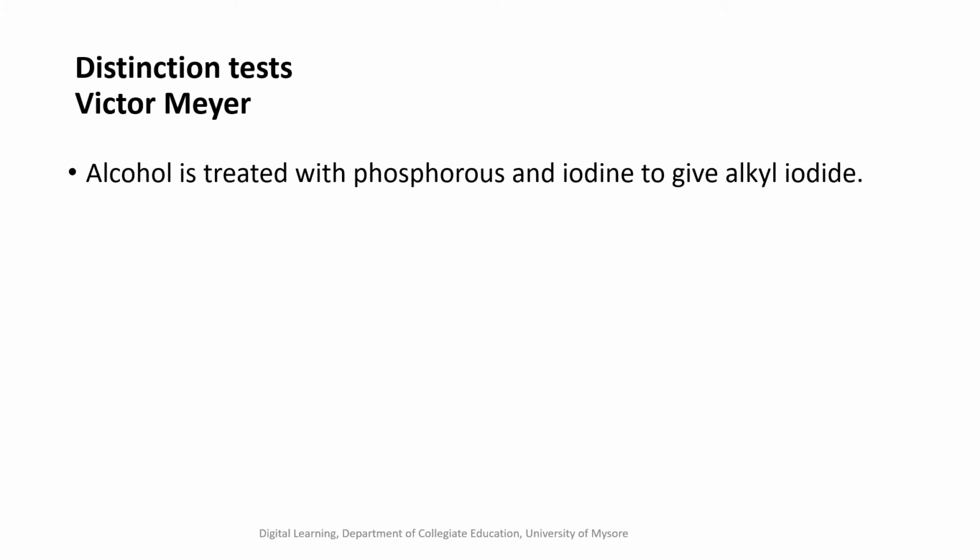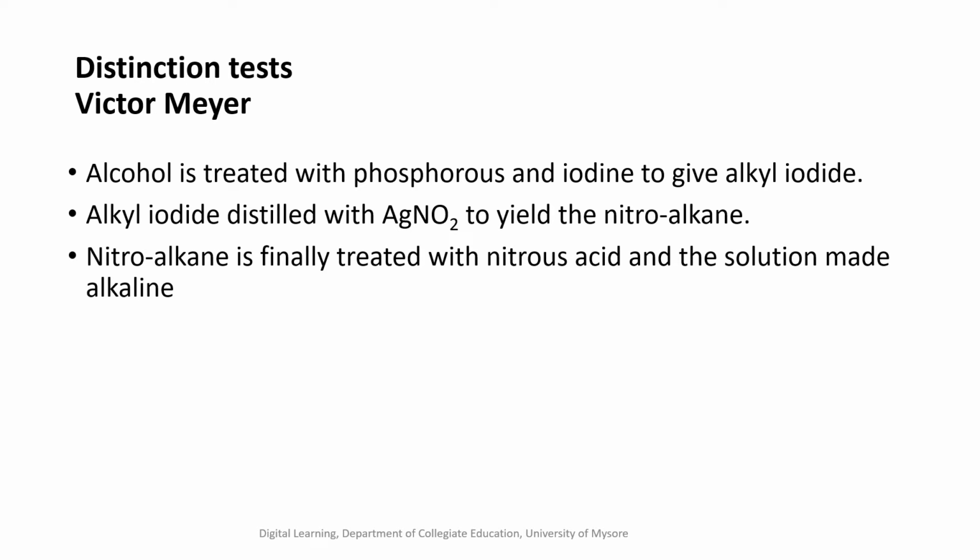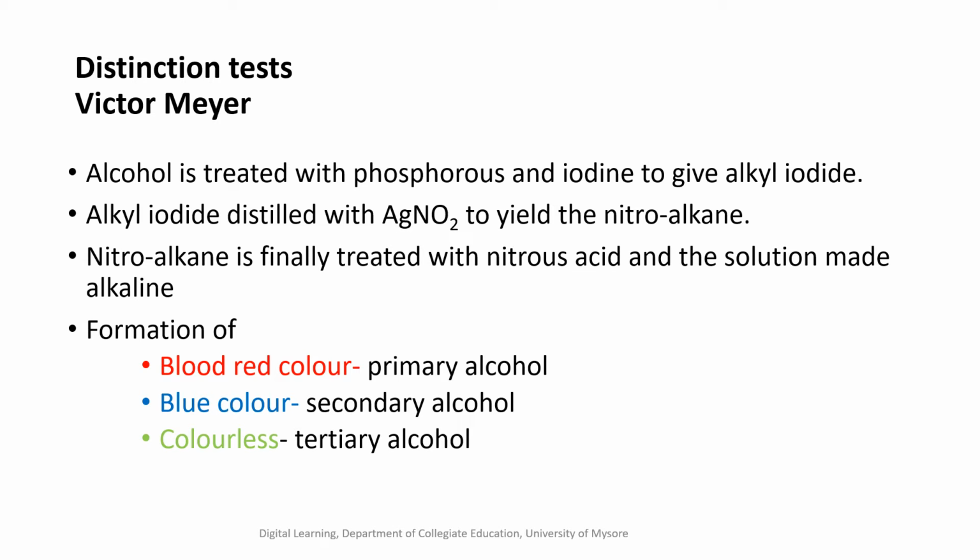Here in the first step, the alcohol is treated with phosphorus and iodine to give alkyl iodide. The alkyl iodide formed is distilled with silver nitrate to yield nitroalkane. The nitroalkane formed is finally treated with nitrous acid and the solution is made alkaline. Now, the color of the resulting solution is observed for differentiating the alcohols.